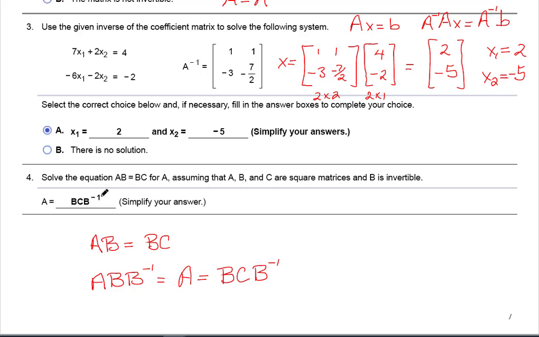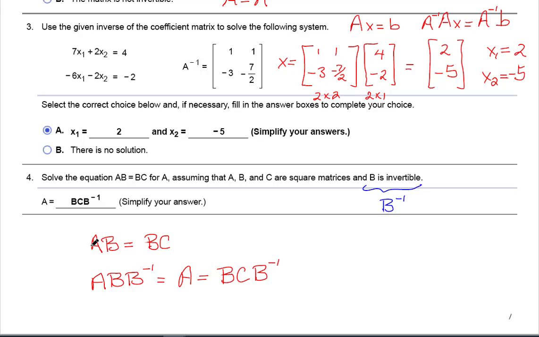Alright, in question 4, we want to solve the equation AB equals BC. I want to solve this for A, assuming that A, B, and C are all square of the same size, so multiplication makes some sense, and B is invertible. So since B is invertible, there is a B inverse.